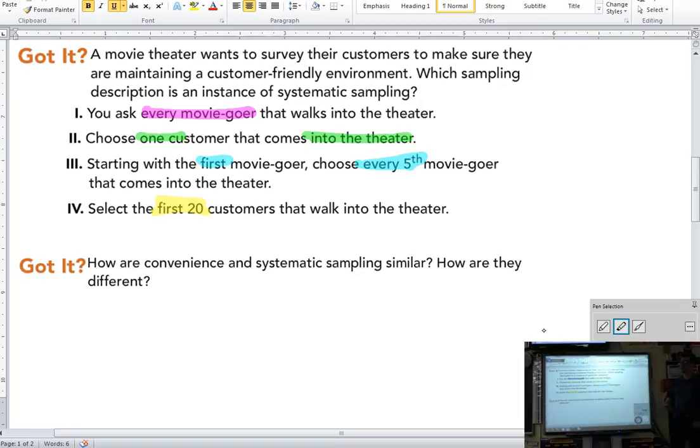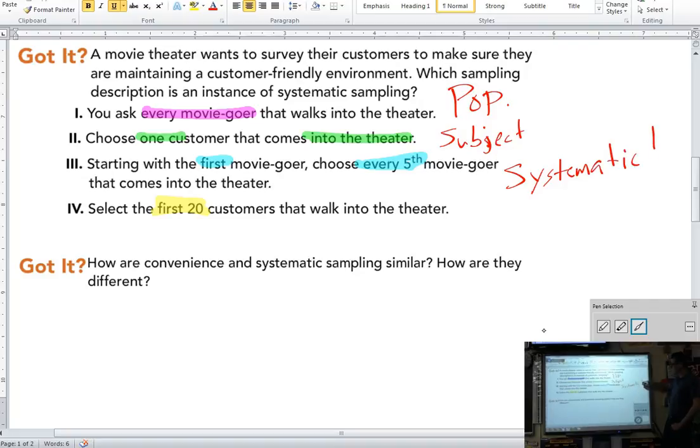Which of these are systematic? It's 3 because you're choosing every 5th. This would get the whole population. This would only get a subject. This is systematic. And this is convenience.